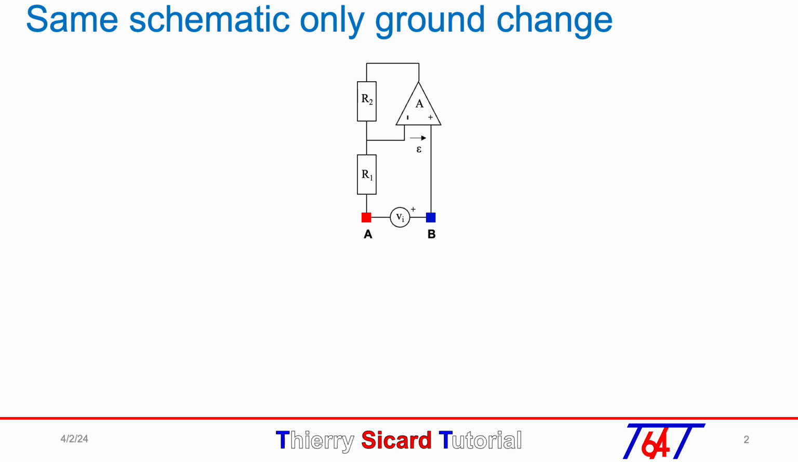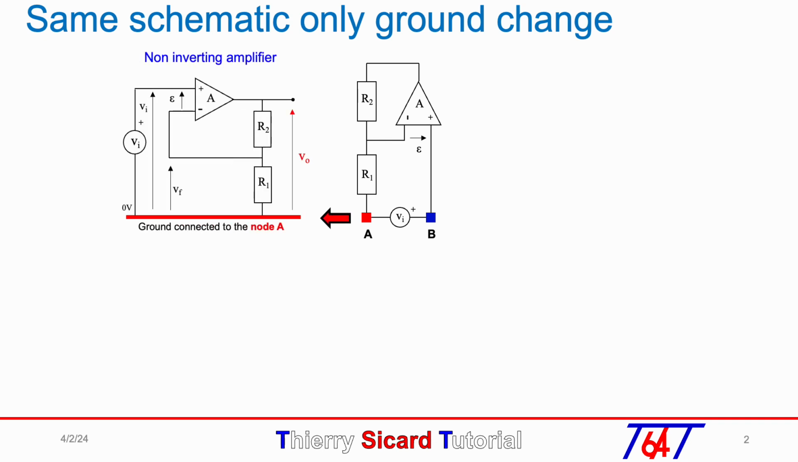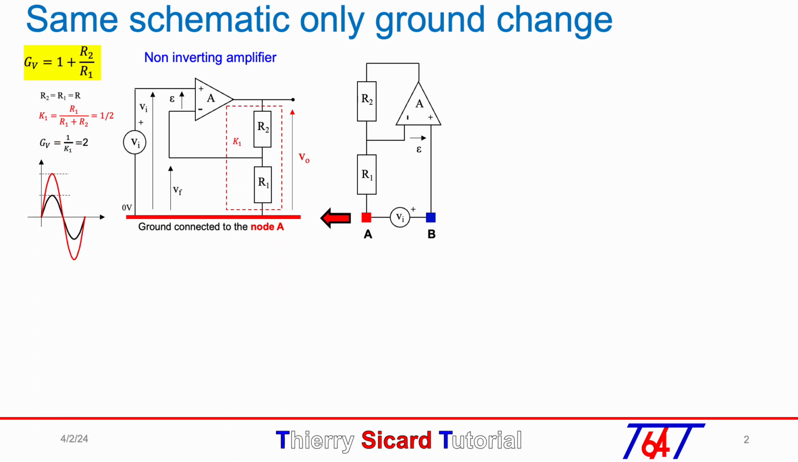Now, if we decide to connect the ground to the node A, you will recognize immediately the non-inverting amplifier schematic you learned in school with the closed loop gain of 1 plus R2 over R1, with R1 equal R2 equal R. The K1 factor is 1 over 2 and the gain is 2.